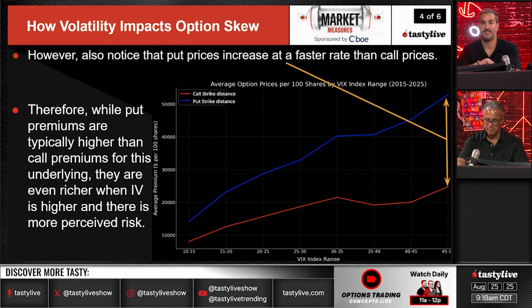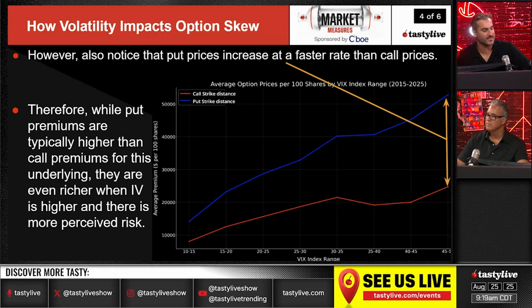So when we jump to the next slide here, you'll also notice that put prices increase at a faster rate than call prices. And this is, of course, intuitive as well. When there's fear, when there's blood in the streets, those options become more expensive. So therefore, while put premiums are typically higher than call premiums for this underlying, they are even richer when IV is higher and there is more perceived risk.